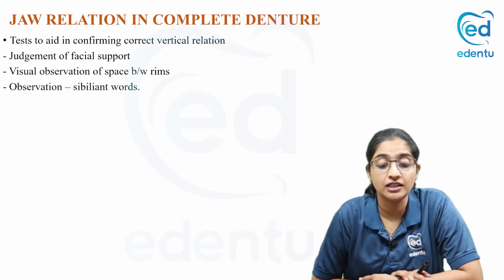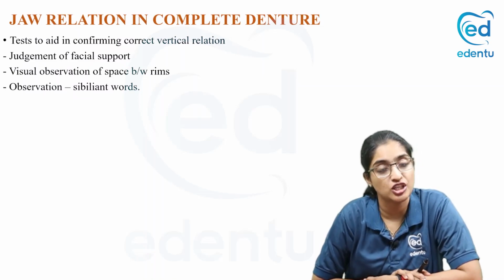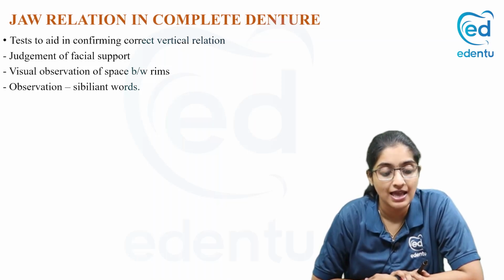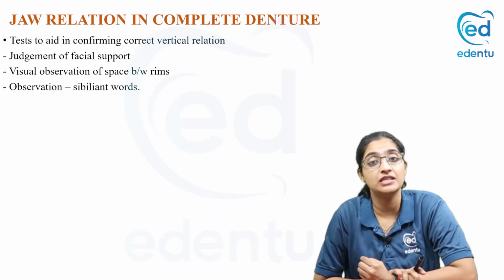Now, tests to aid in confirming the correct vertical dimension: judgment of facial support, visual observation of the space between the rims, and observation using sibilant words.